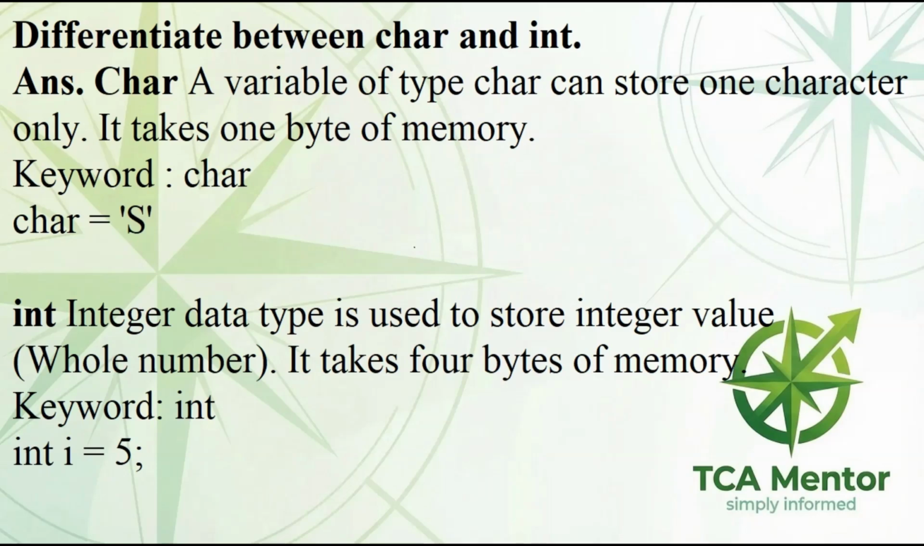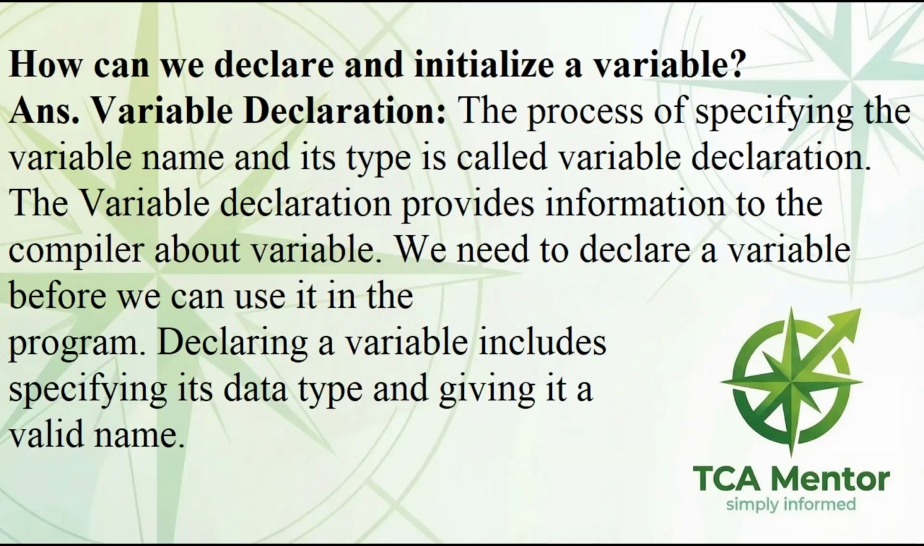Differentiate between char and int. ANS. Char. A variable of type char can store one character only. It takes 1 byte of memory. Keyword: char. char c = 's'. Int. Integer data type is used to store integer values, whole numbers. It takes 4 bytes of memory. Keyword: int. int i = 5.